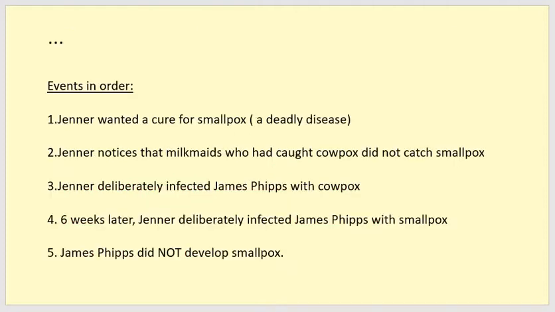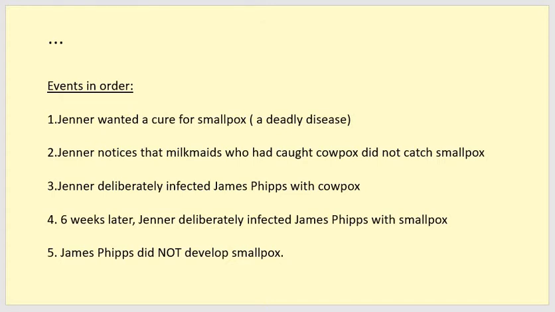So here are the events in order. First of all, Jenner wanted a cure for smallpox. You could change this today to many people want a cure for coronavirus. The difference between smallpox and coronavirus is smallpox killed pretty much everybody that caught it. Jenner noticed that milkmaids who'd caught cowpox did not catch the smallpox. They're similar diseases, but not the same. Cowpox was not fatal, but it was just unpleasant.